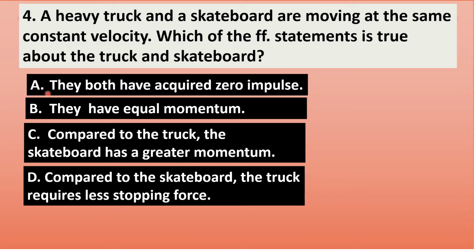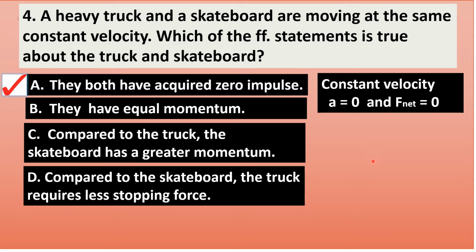Is it letter A? They both have acquired zero impulse. Letter B, they have equal momentum. Letter C, compared to the truck, a skateboard has a greater momentum. And option D, compared to the skateboard, the truck requires less stopping force. Okay, what do you think is the correct answer? It is letter A. Okay, let's explain why.